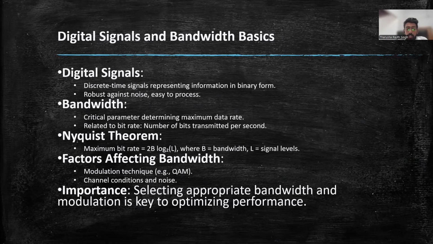So the conclusion is that digital signals and bandwidth are key concepts in wireless communication. By understanding how digital signals work and how bandwidth affects data transmission, we can design more efficient and reliable communication systems.